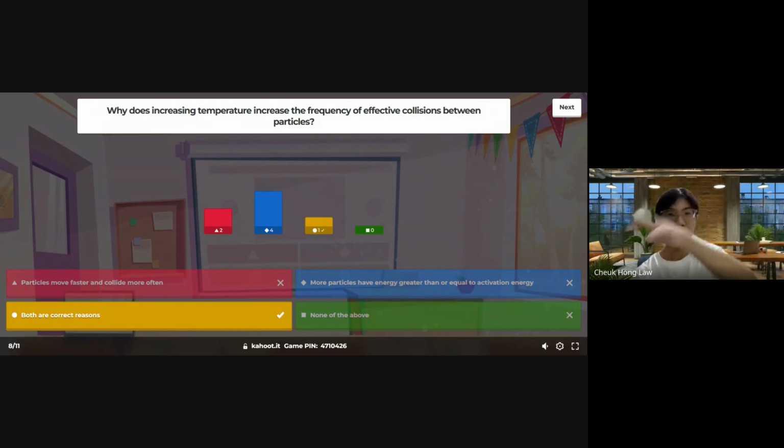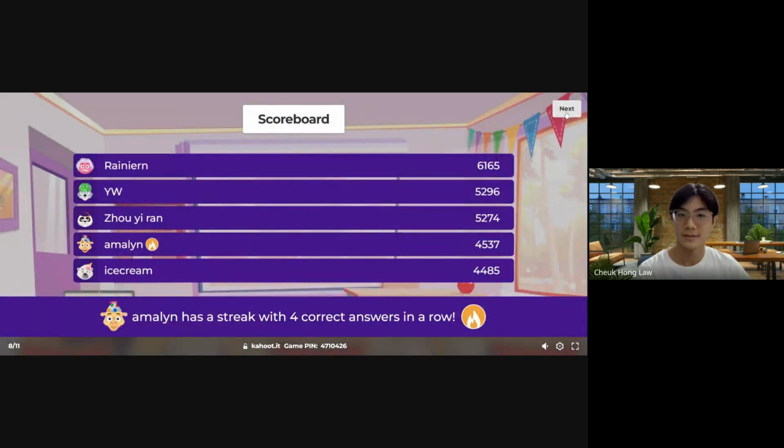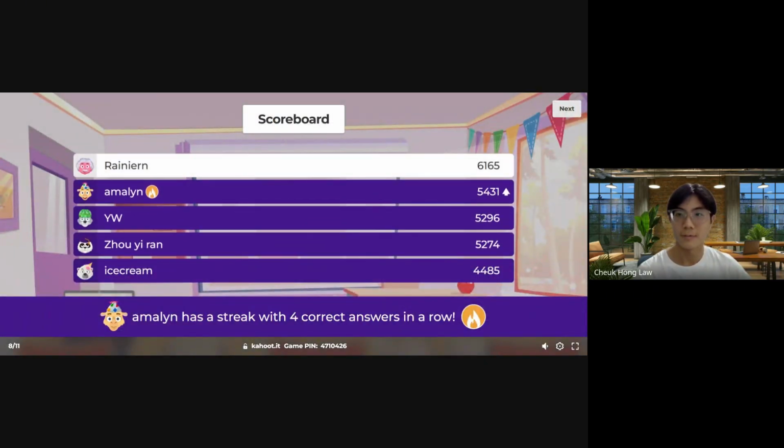If you only read until blue and then you click your answer, and you never read the third option, then yeah, you are wrong. But red and blue are both correct. So yellow is the answer. Okay, both are correct reasons. Okay, wow, Emmeline has jumped to second.